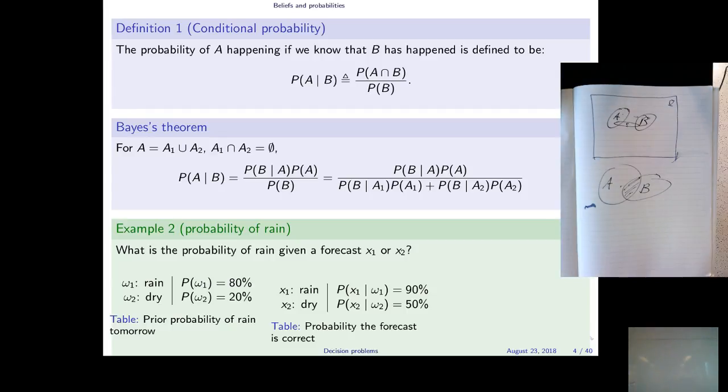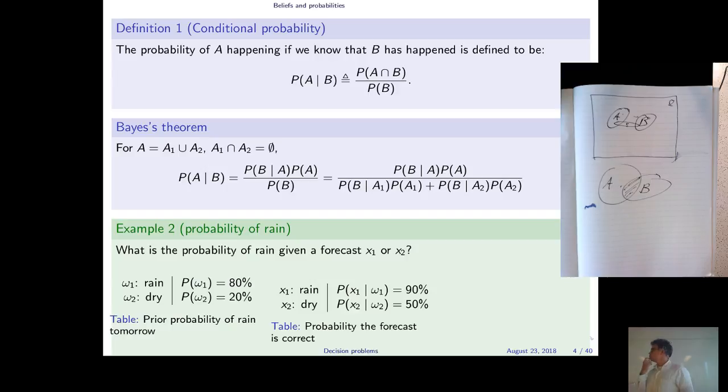Now, let's say also that there is a probability that the forecaster is correct. What does that mean? That when it does rain, the probability that the forecaster will have said rain is 90%. So the forecast is correct 90% of the time when it rains. Let's say also that when it doesn't rain, the forecaster is correct 50% of the time.